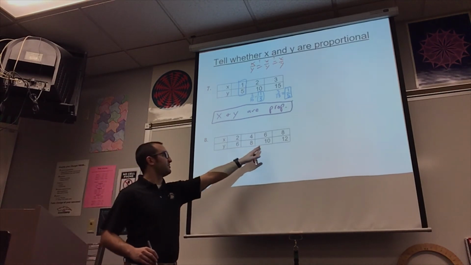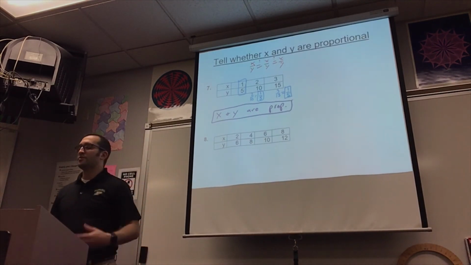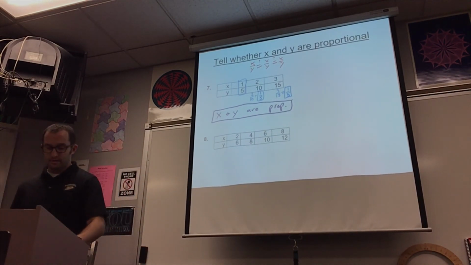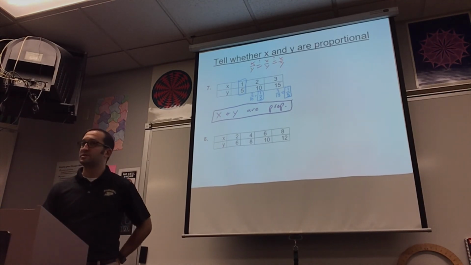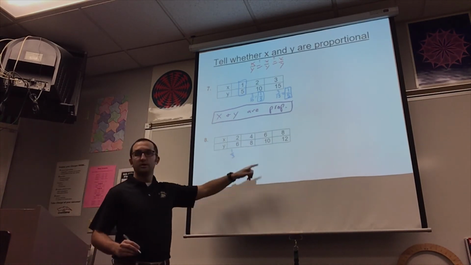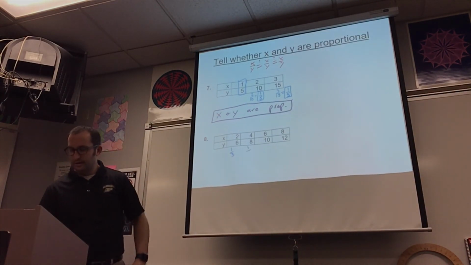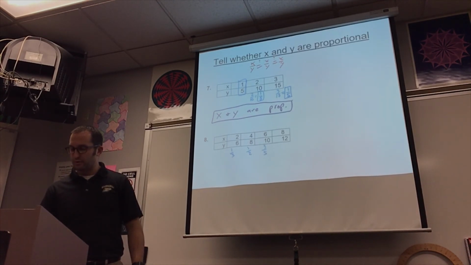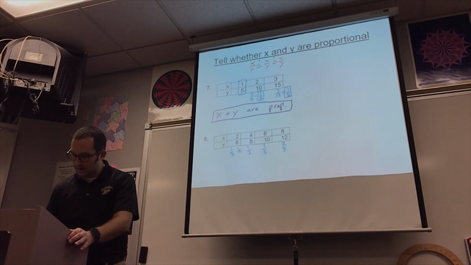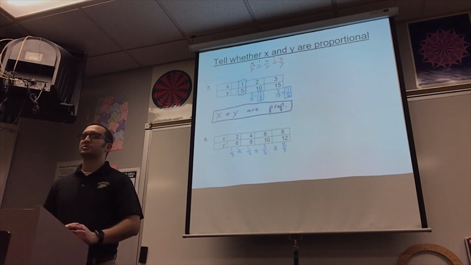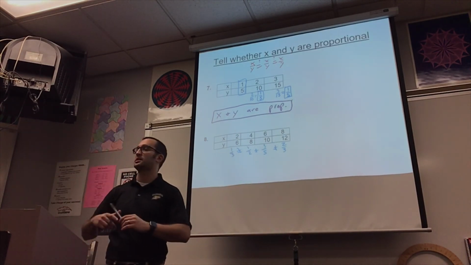And now we look at these. So we might have to do some division, that's fine, okay? So what do the first two simplify to? 2/6 simplifies to 1/3. 4/8 is 1/2. 6/10 is 3/5, and 8/12 is 2/3. So are these in fact equal? No, they're not equal. So we're comparing relationships between x and y.